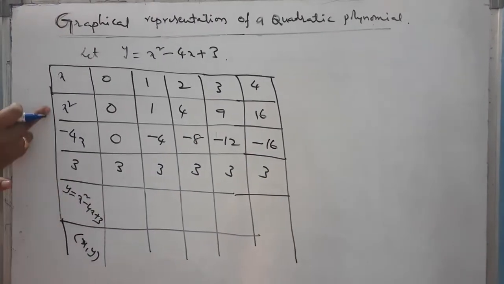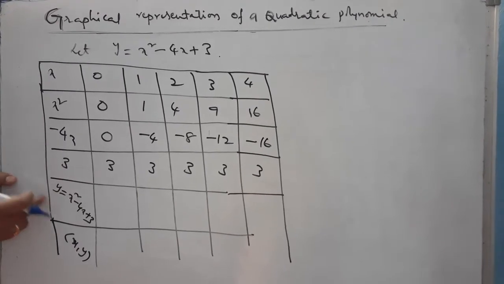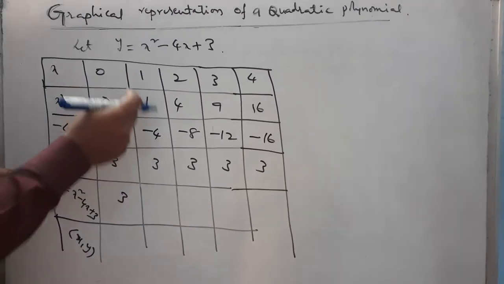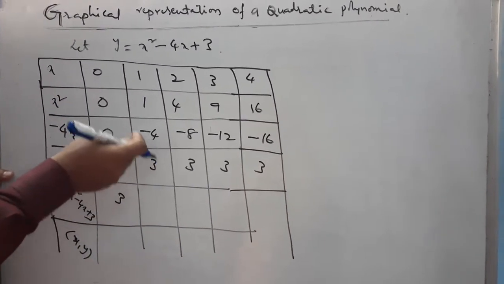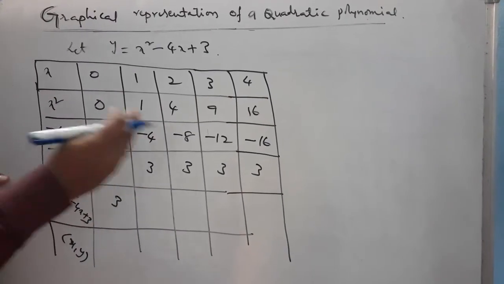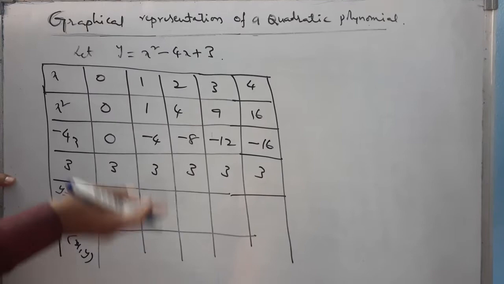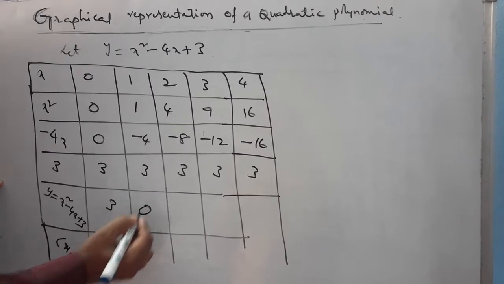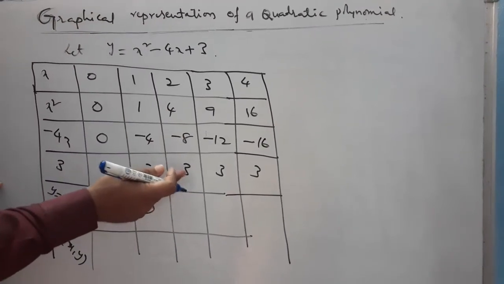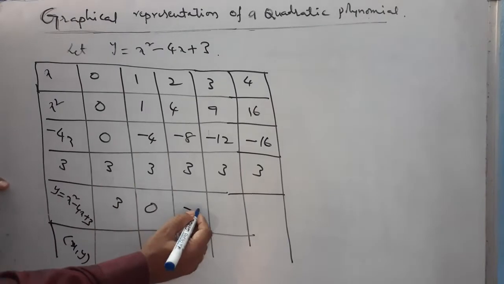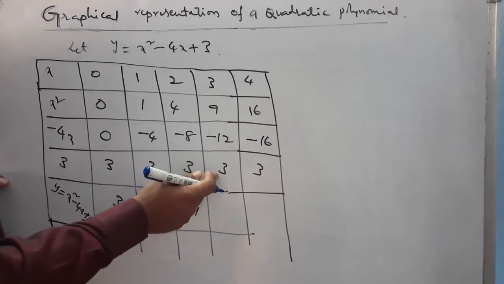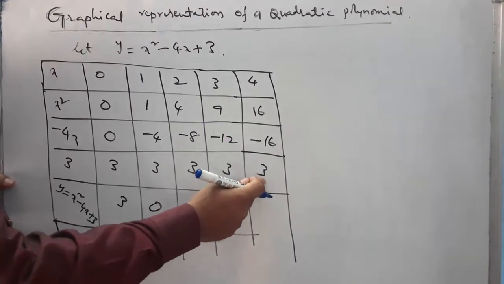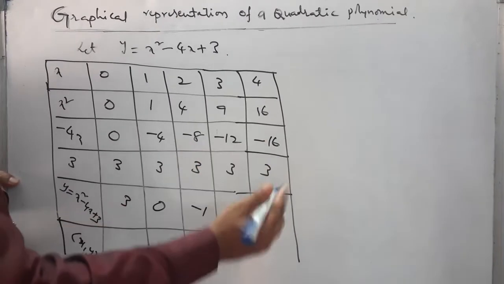Now we have to add these three, and we will get the y value. For the first one, 0 plus 0 plus 3, we will get 3. Here some are plus values and some are minus values. First we add the plus values and later subtract the minus. 1 plus 3 becomes 4, 4 minus 4 is 0. Here 4 plus 3 is 7, 7 minus 8 is minus 1. Here 9 plus 3 is 12, 12 minus 12 is 0. Here 16 plus 3 is 19, 19 minus 16, we will get 3.